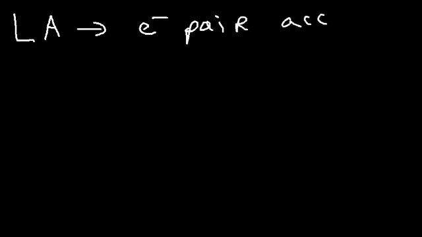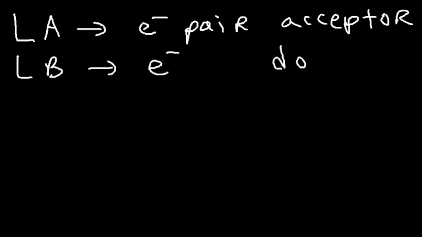Now let's go over the Lewis acid and Lewis base definition. So a Lewis acid is basically an electron pair acceptor. A Lewis base is an electron pair donor. A good example of a Lewis acid-base reaction is the one between BH3 and ammonia.